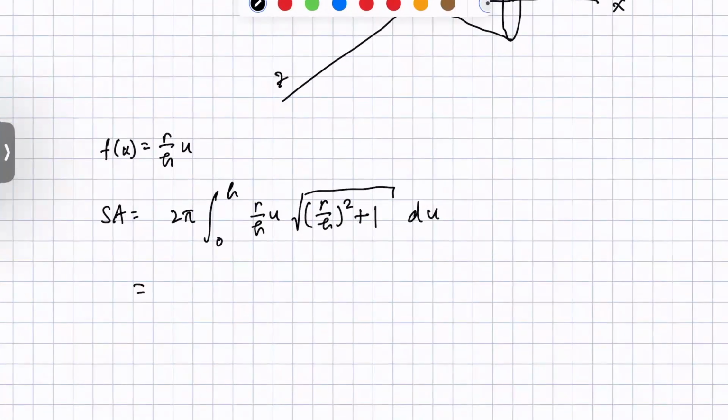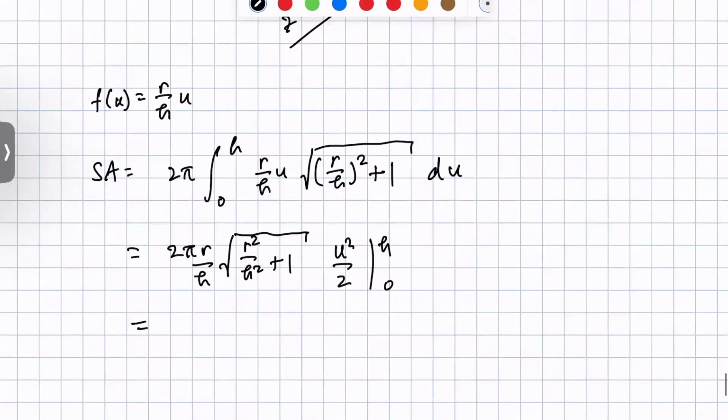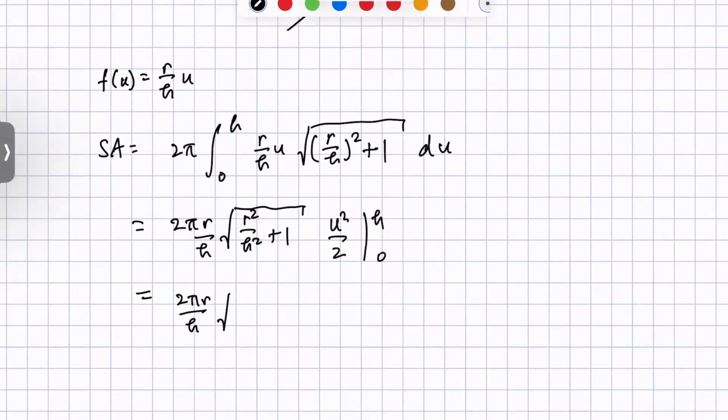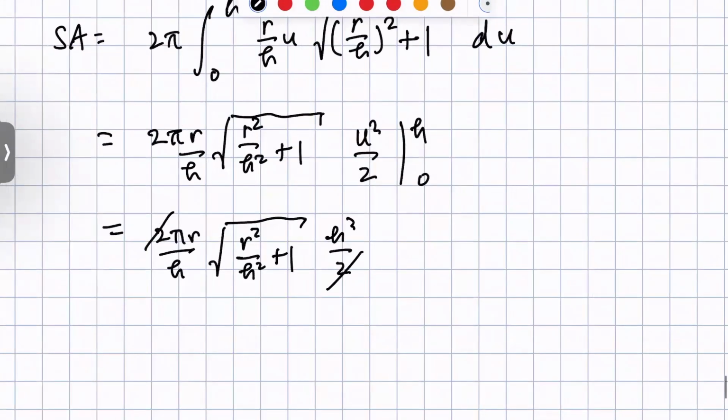Now notice that everything here is a constant except for the u. So let's just pull everything out. Square root of r squared over h squared plus 1. Right, and then I'm integrating u from 0 to h, which gives h squared over 2. So this gives me 2 pi r over h, square root of r squared over h squared plus 1, times h squared over 2. Now I'm going to cancel that 2 with that 2. This h, I'm going to multiply this guy into the square root. And so I'll get an h squared once it goes in. So this will become r squared plus h squared.